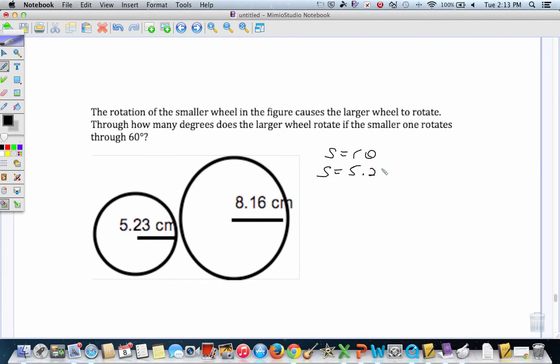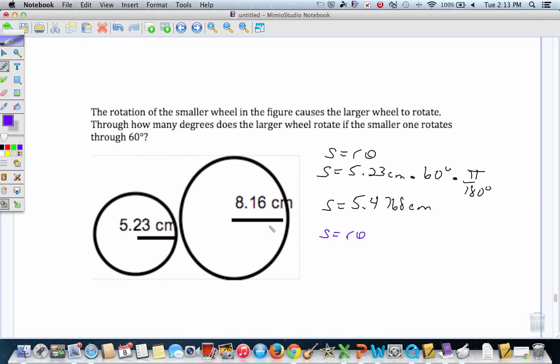find my angle. So our first one tells me that I have a radius of 5.23 centimeters, and it rotates through an angle of 60 degrees. Well, once again, that angle has to be in radians. So I multiply by pi over 180. And when I do the math on that, it's going to tell me that my smaller wheel is rotating through an arc of 5.4768 centimeters.